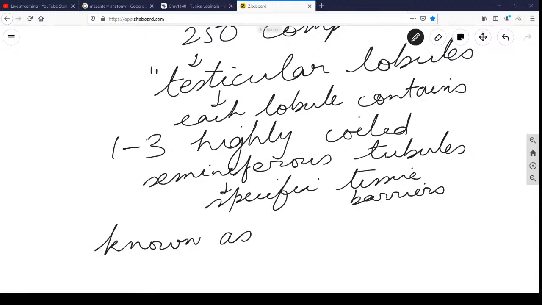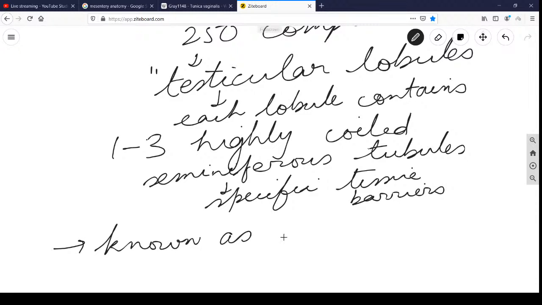So the thing is, now there are specific tissue barriers known as septa which separate each testicular lobule, and each lobule contains 1 to 3 highly coiled seminiferous tubules, okay. The seminiferous tubules you can just compare with the renal tubules that we have learned. In class 11th, we have learned that the renal tubules are present in each nephron.